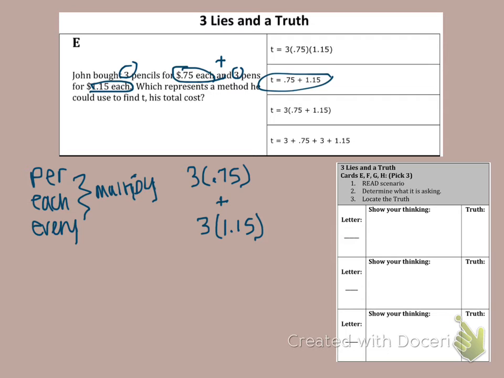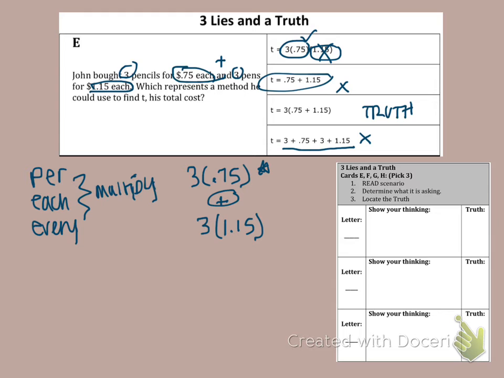So if we look at this answer choice, is there any multiplication going on? No. Okay, if we look at this one, is that multiplying? Yeah, that's the same thing as this right here. But look at this 1.15. It's multiplying times the pencils. Do we multiply the pens times the pencils? No. Because remember, we have this addition sign here. Okay. Answer choice C is adding all the numbers together. Can we see that? So that's the next lie.